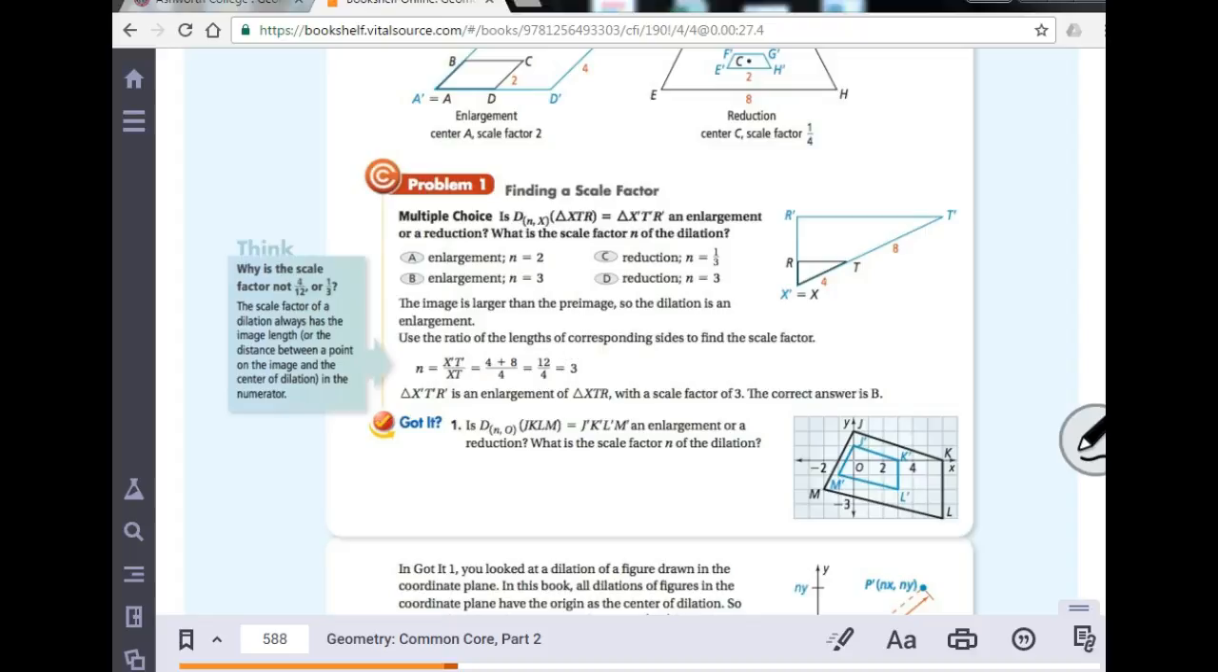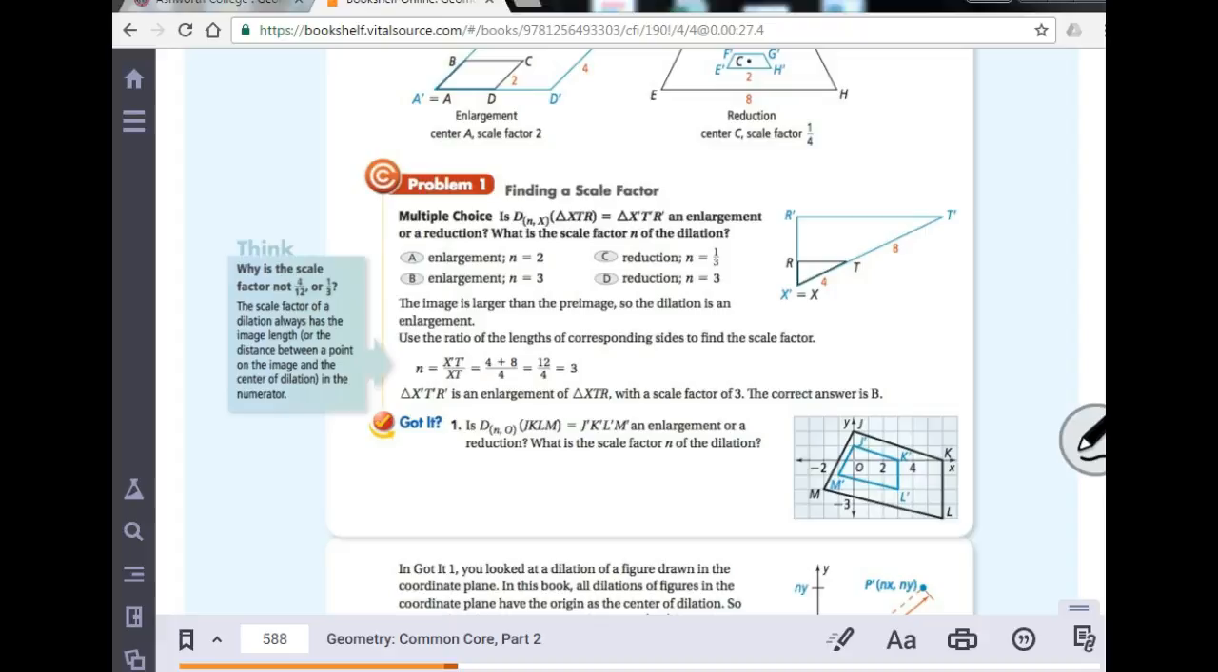And of course, we can see here that the image was much bigger than the original. So it is an enlargement. One thing you're going to find out is that when the scale factor is above 1, it's always going to be an enlargement. If the scale factor is below 1, like a fraction, then it means that you're going to have a reduction. So let's look at the got it and see if we can apply it to this.